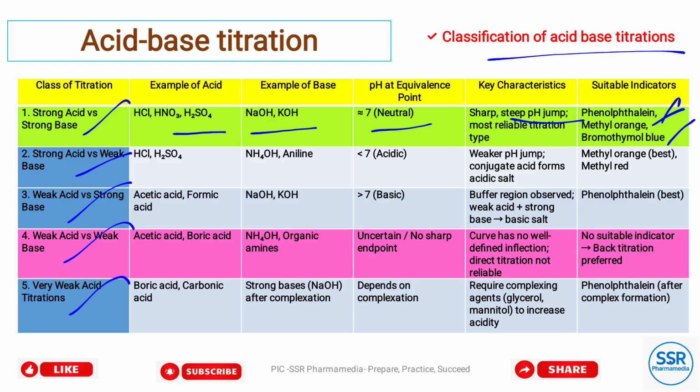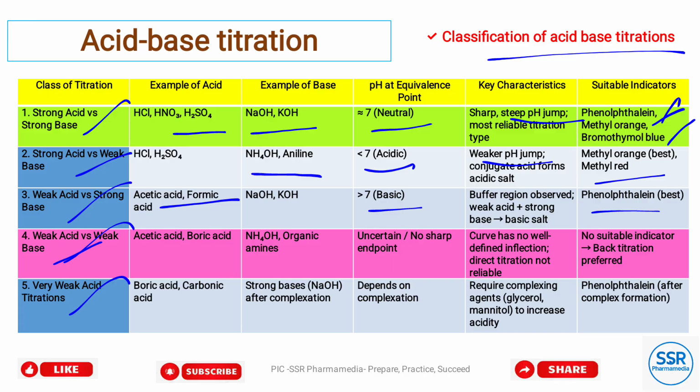In strong acid versus weak base, examples of weak bases are ammonium hydroxide and aniline. A slightly acidic pH endpoint may occur with a weaker pH jump, and the conjugate acid forms an acidic salt. Methyl orange and methyl red are the best indicators. In weak acid versus strong base, examples of weak acids are acetic acid and formic acid, and a basic pH equivalence point may occur. For example, phenolphthalein is the indicator.